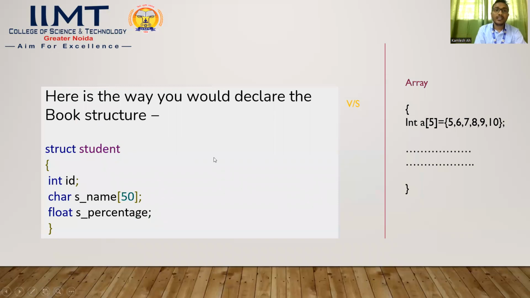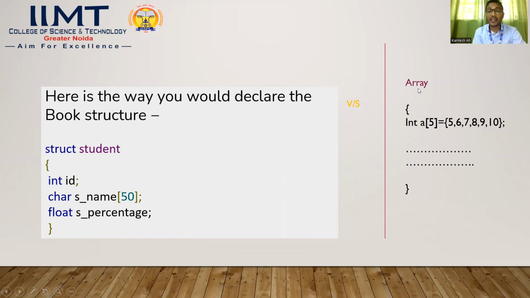Okay, this is the way you would declare the student structure. Struct student. Struct is a keyword. Student is a structure name. It's optional. You can choose any other name, but it should be relevant to the structure. Integer ID, character name, and float percentage: ID is a type of integer, student name is a type of character, and student percentage is a type of float variable.